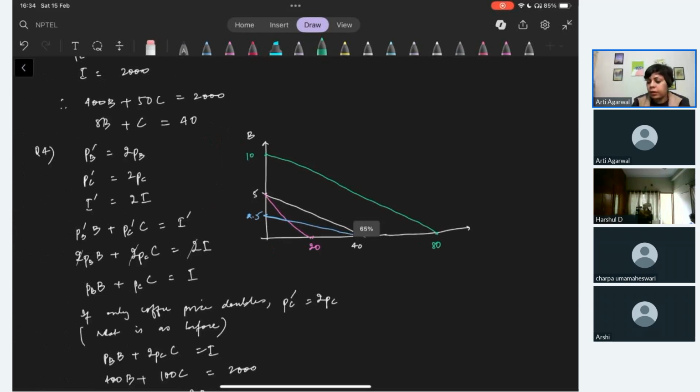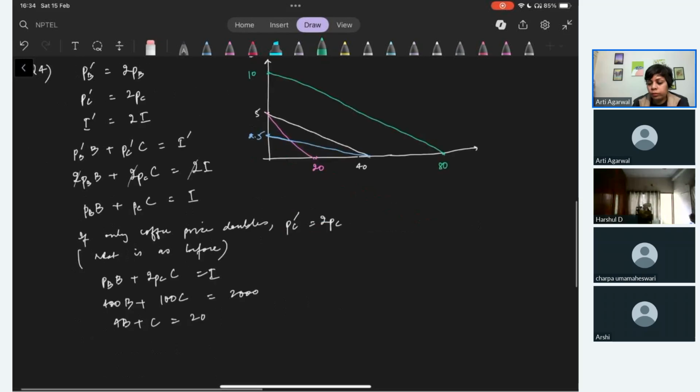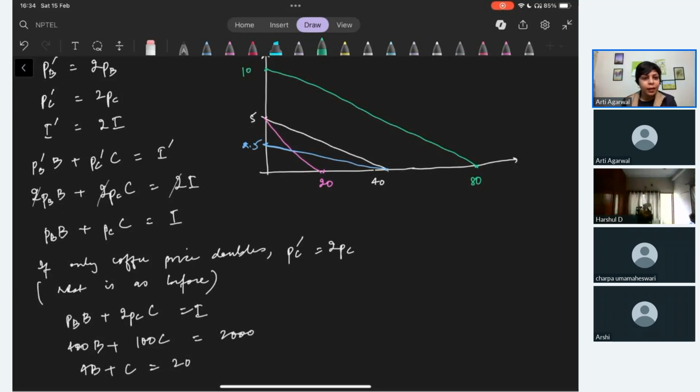So this is what happens in the scenarios where only one of the items is changed. But in our scenario, just to make sure that you actually understand what we're doing, if we change the prices and income all by the same proportion, then the equation remains the same.